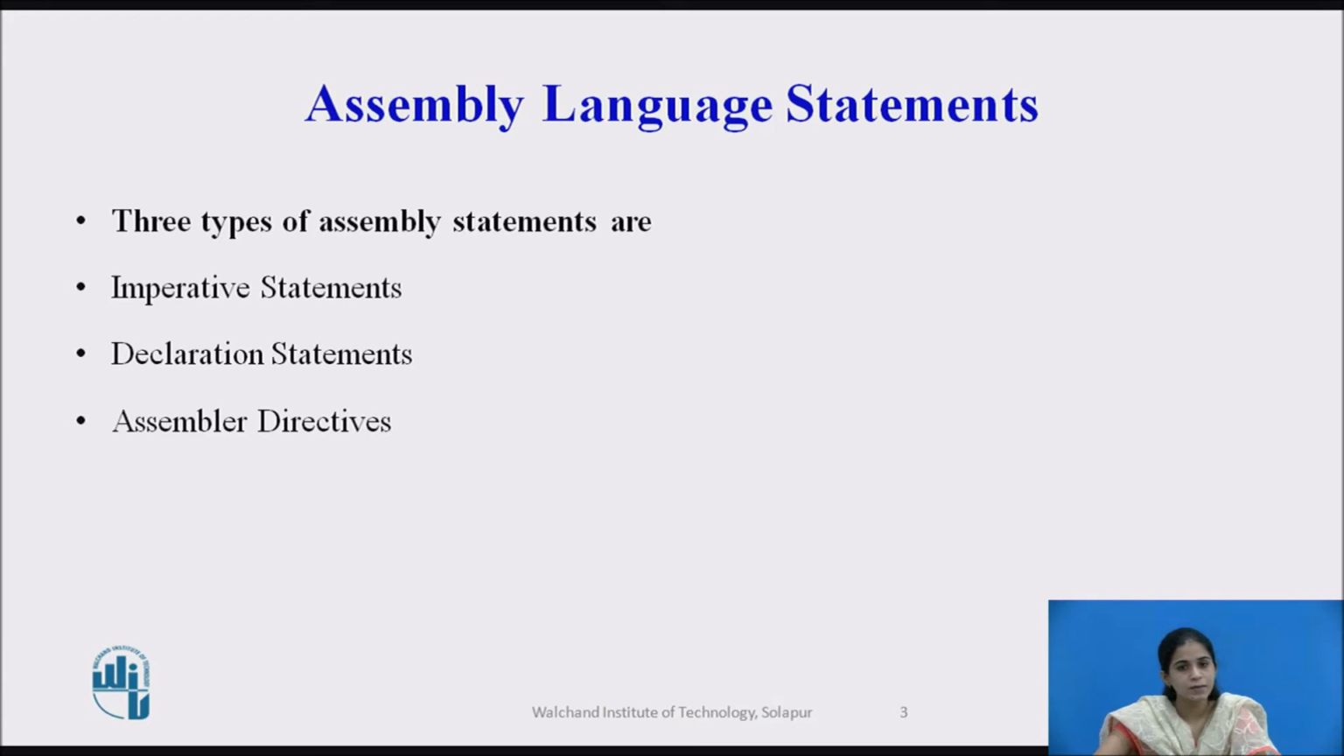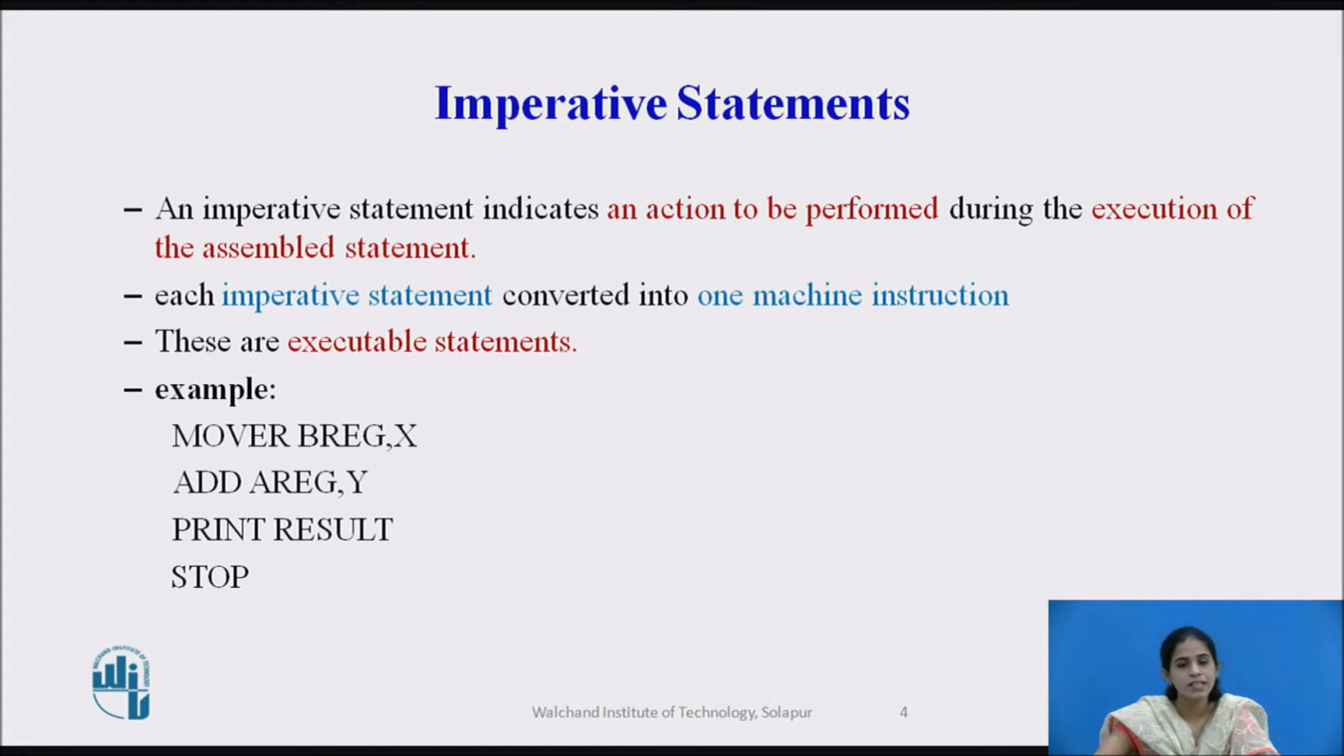Basically, there are three types of assembly statements. First one is the imperative statement, second one is the declaration statement, and the third one is the assembler directives. Now first of all, we will see the imperative statement.